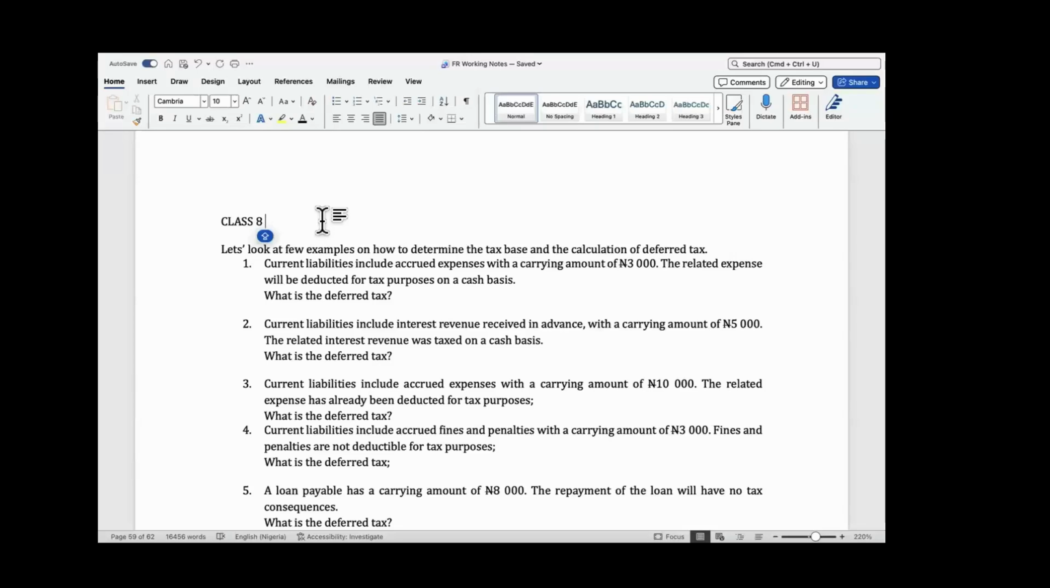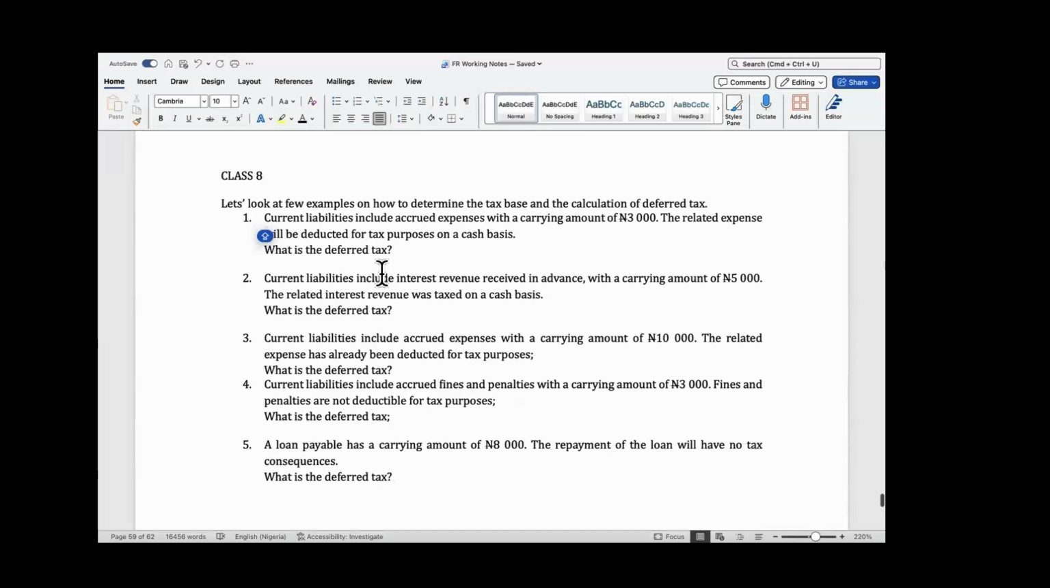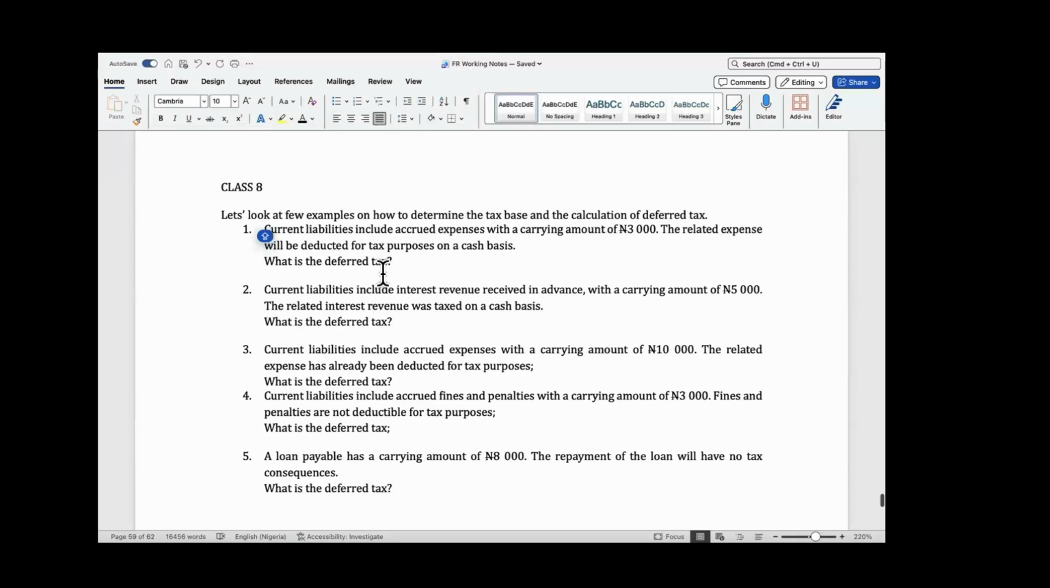So in this period, we are going to finish up from where we started in the last session. So let's continue our class with this question. This question looks at additional scenarios on how to determine temporary difference and also deferred tax.